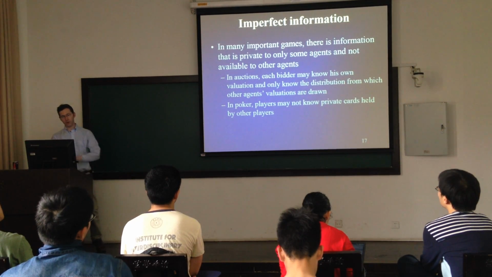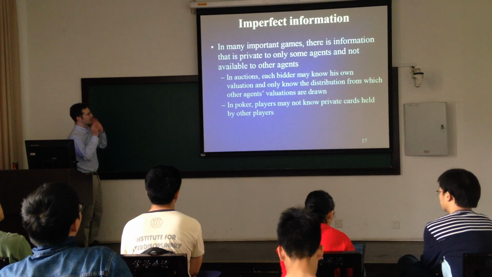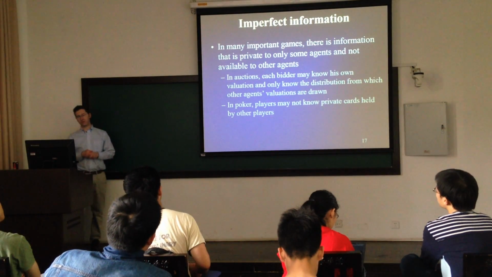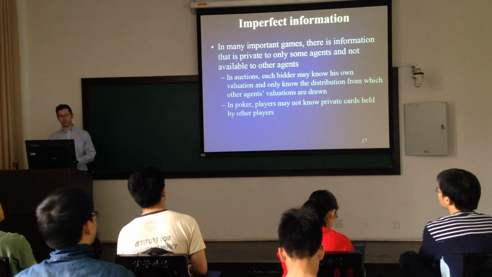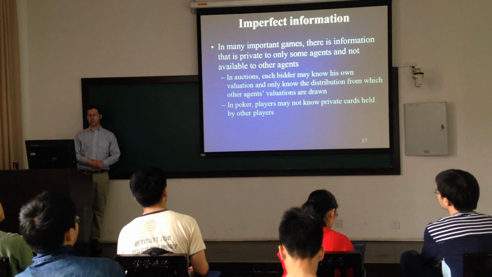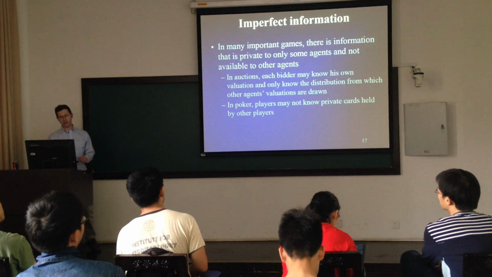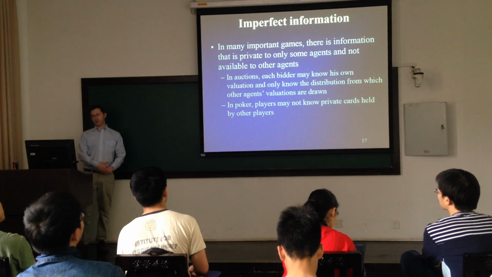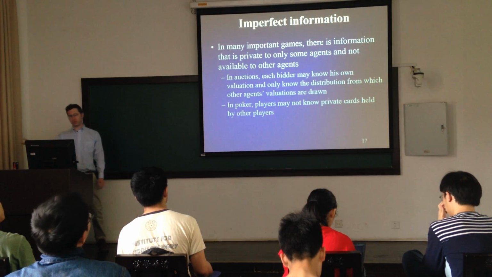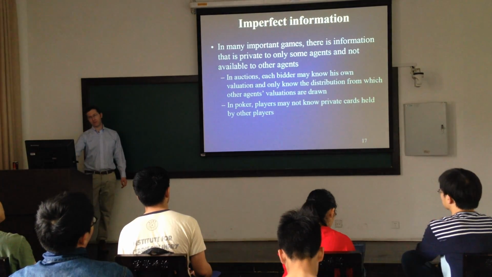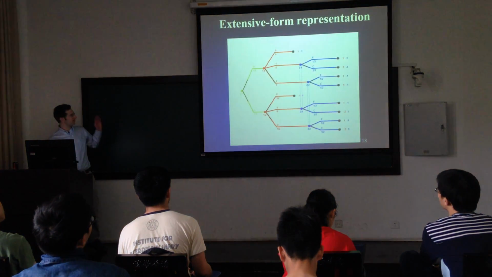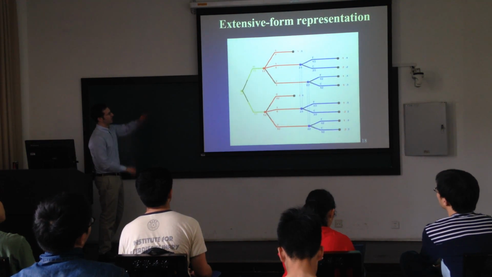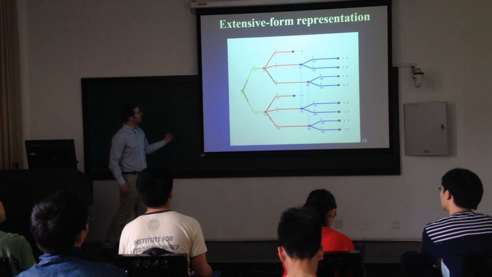So far I've talked about games where both players move simultaneously, like rock, paper, scissors. In many important games, there's information that's private to only some agents and not available to other agents. For instance, in an auction, a bidder might know my valuation, and I might know the distribution of the other agent's valuations, but I might not know exactly what their valuation is. In poker, I know my private cards. I don't know what cards the other player has been dealt. I just know the distribution they're from. And so for these games, rather than a matrix, we typically represent them as a tree. Sometimes it's drawn from top to bottom. This one just so happens to be left to right.